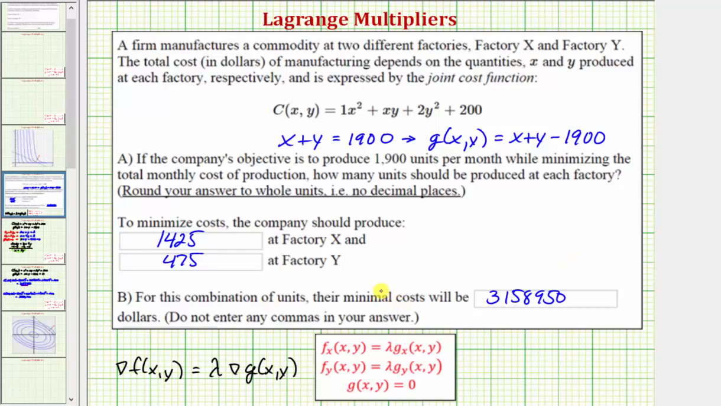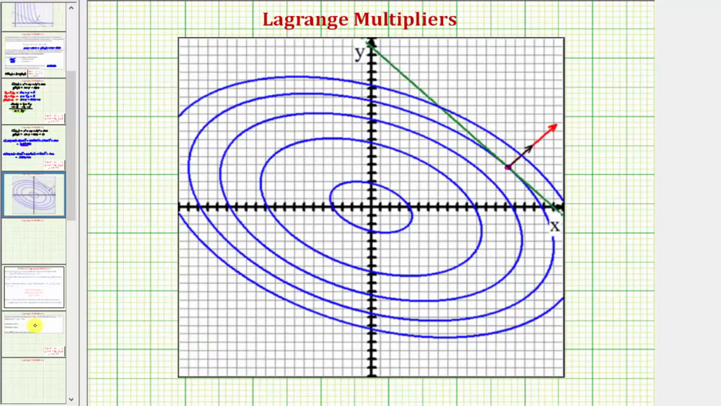Now before we go, let's take a look at the graph of the level curves of c of x comma y and g of x comma y, just to see that their gradients are multiples of one another at this point. So the level curves of c of x comma y are graphed in blue, and the level curves for g of x comma y is graphed here in green.